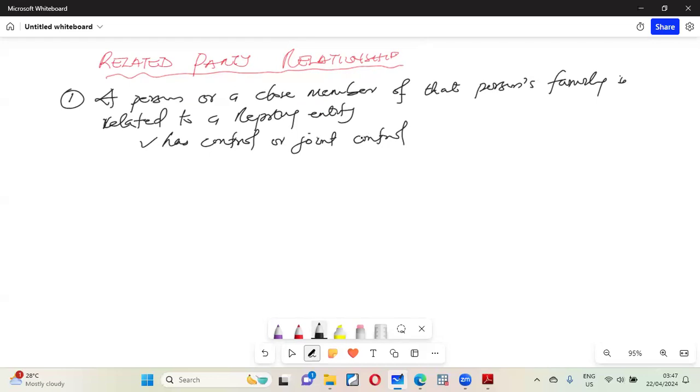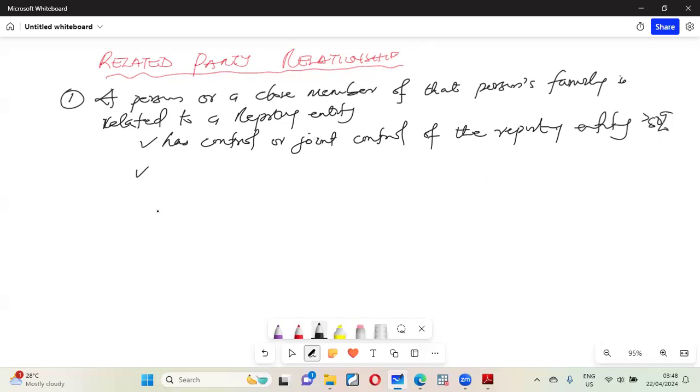Here we are talking about where that person has what? Control or a joint control of the reporting entity. Do they have control or a joint control of the reporting entity? If yes, then it is what? A related party transaction. Not just control. We know in consolidation, we say control is more than what? Greater than 50% in consolidation. That is what we talk about as control. But here too, there is joint control, so it can be 50-50.